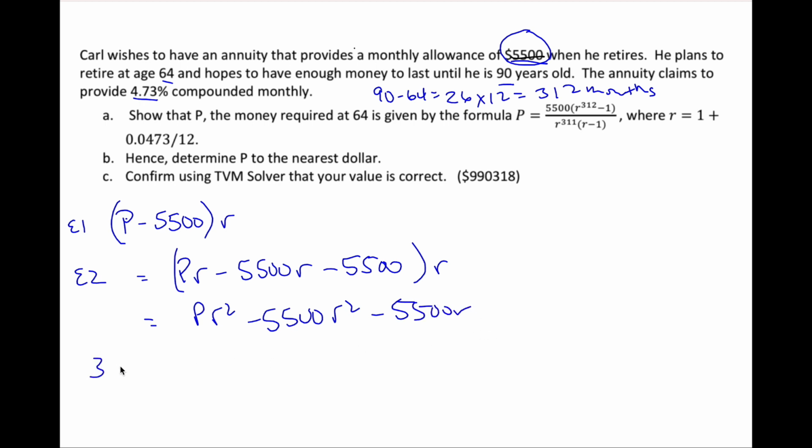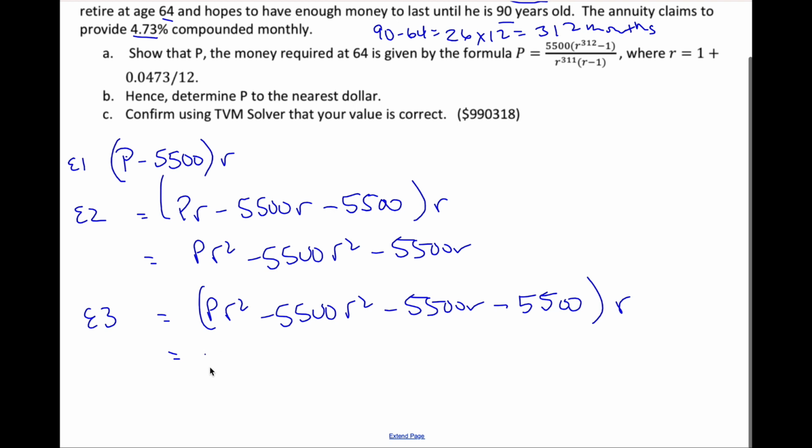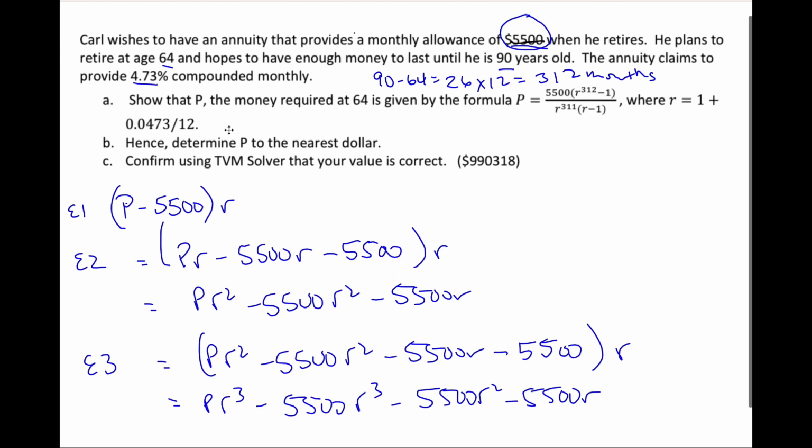And then month 3 comes along. So at the beginning of month 3, I have this much, and I take away 5,500 again because I need that to live off of. At the end of the month, all of this value gets multiplied by R. And so I get PR cubed minus 5,500R cubed minus 5,500R squared minus 5,500R. And this continues on and on, and this happens for a total of 312 months.